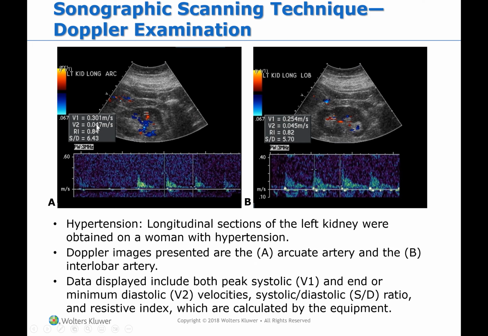So don't worry about calculating the resistive index. But you can see from here that the resistive index is 0.84. So that kind of makes us think that potentially there could be some kind of occlusion going on.